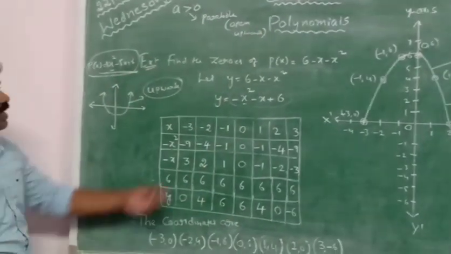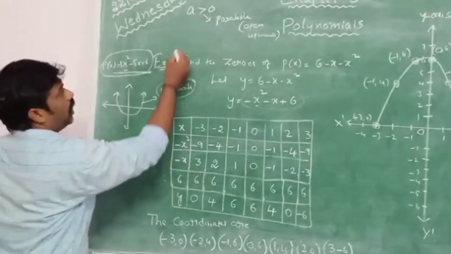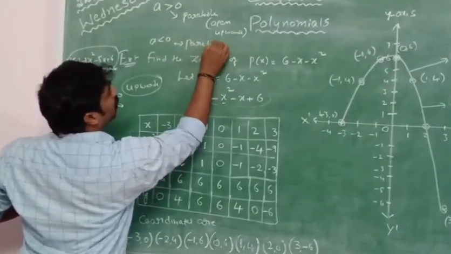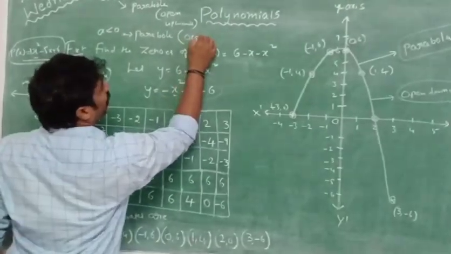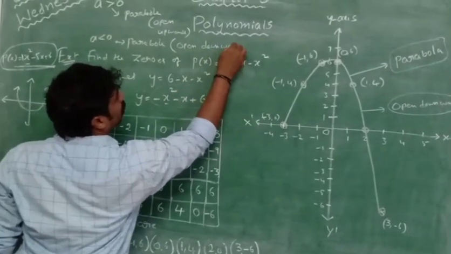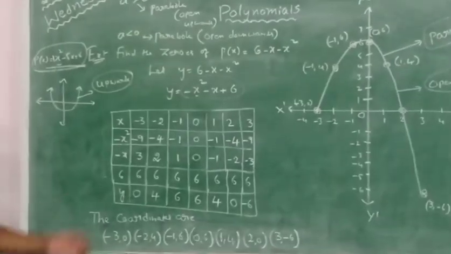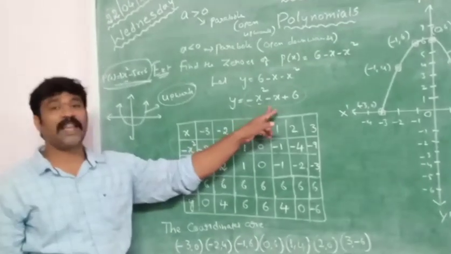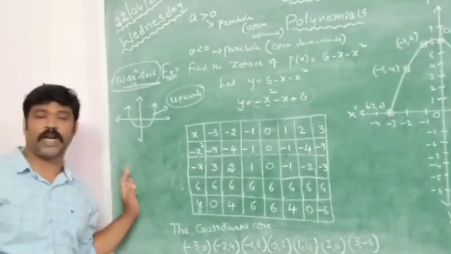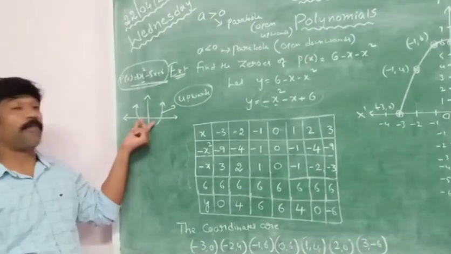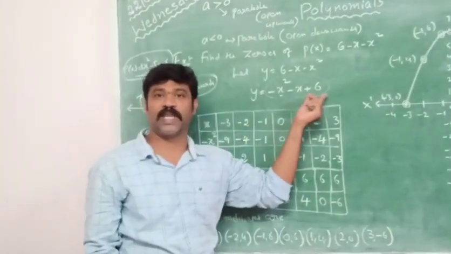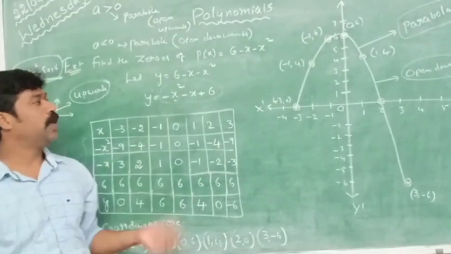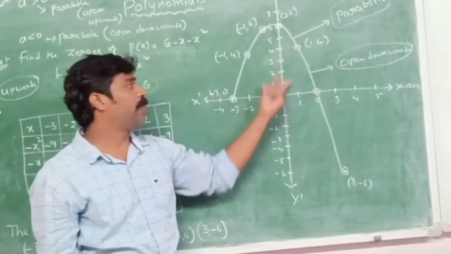Similarly, if a value is less than 0, that is, you will get a negative coefficient of x square, again you will get a parabola only, but which opens downwards. So what we can conclude is, if ax square plus bx plus c is a quadratic polynomial, and if a value is greater than 0, then the graph of that quadratic polynomial will be a parabola which opens upwards. And if the x square coefficient is less than 0 or negative, then we will get the parabola shape only, but it opens downwards.